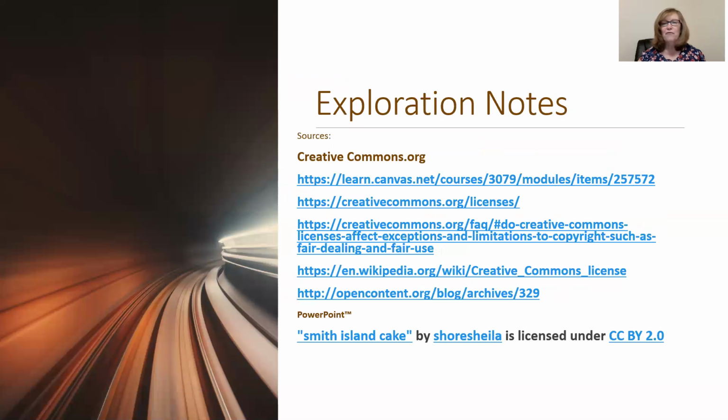So, for our exploration, these are my exploration notes. In other words, the sources I use to create our presentation for today. Creative Commons is a wonderful repository for further information about the licenses and many other aspects of this process.